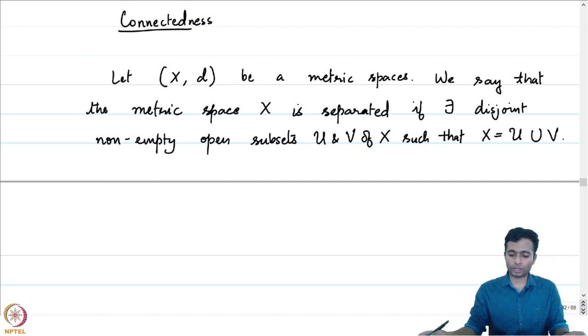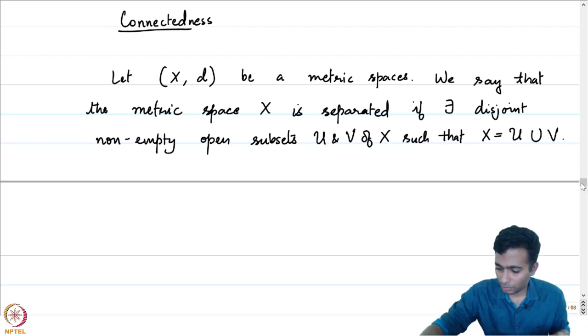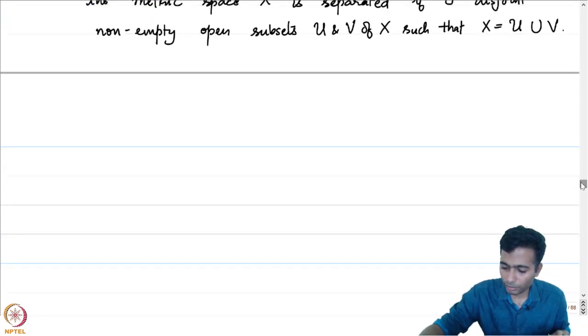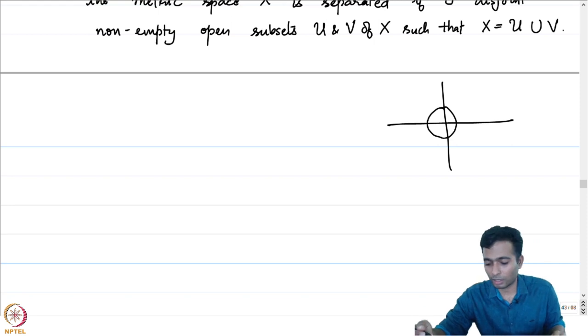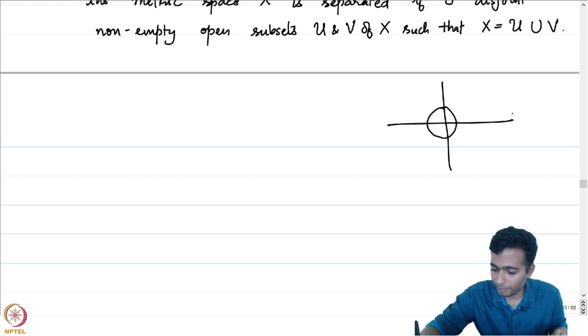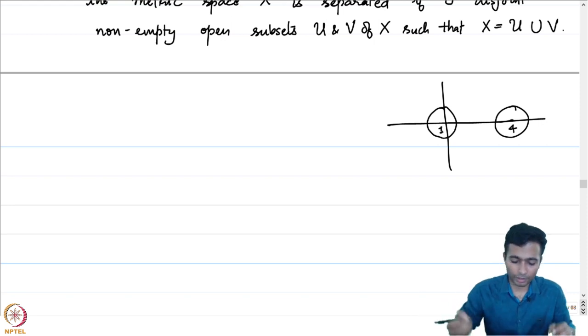You can get hold of two open sets which are disjoint, non-empty, open subsets, which give us the entire metric space when we look at the union. Then that is called a separation. So, for example, if you look at the complex plane, let's consider a ball of radius 1 around 0 and maybe a ball of radius 1 around, say, the point 4.